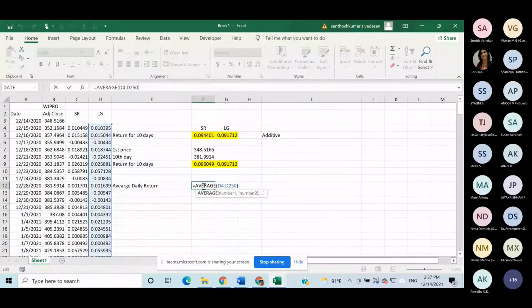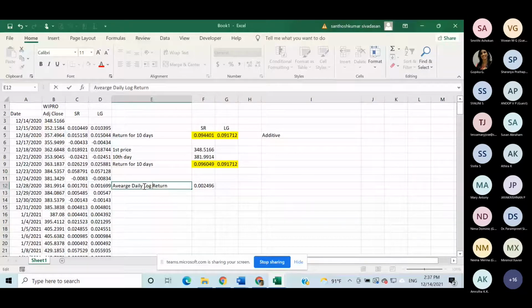Average daily log return. Okay, average daily log return. From this average daily log return, you can find the annual return. Average annual return. So you can annualize the average daily return.